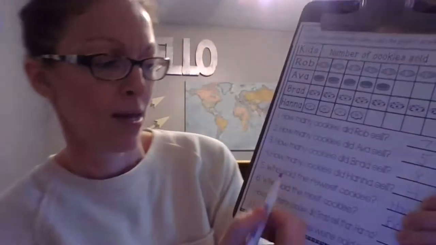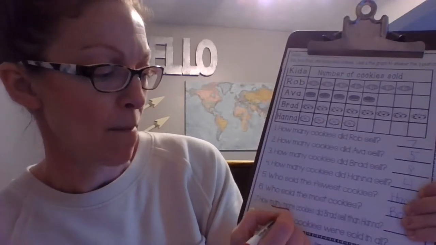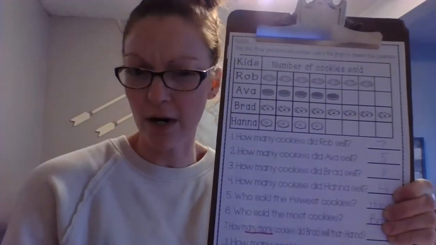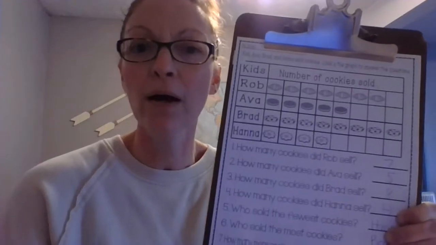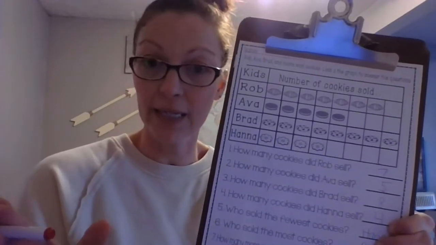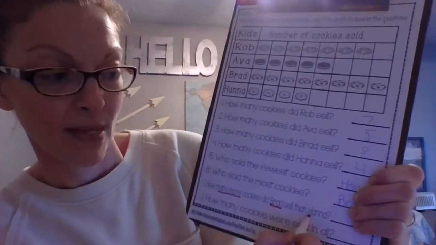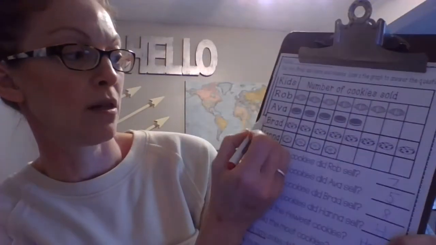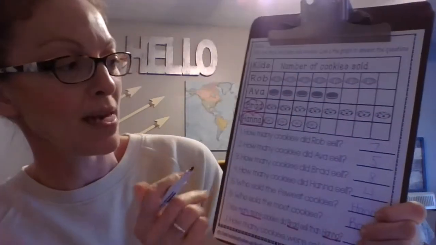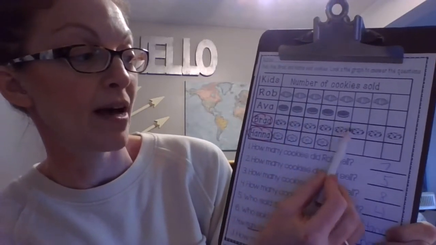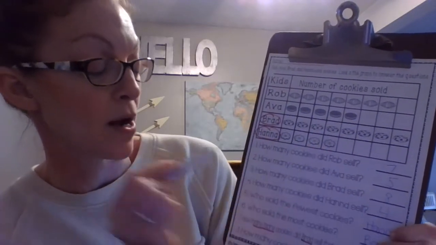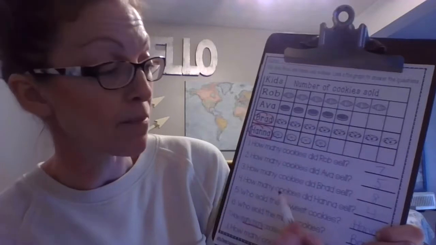All right. So it says, how many more? That's that key word, that key phrase, how many more? where we have to figure out what the difference is, kind of like subtraction, between Brad and Hannah. So we're going to look at Brad and Hannah. We know Brad sold 1, 2, 3, 4, 5, 6, 7, 8. And Hannah sold 1, 2, 3, 4. So how many more did Brad sell?